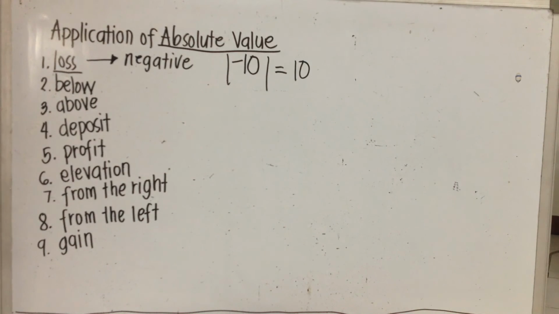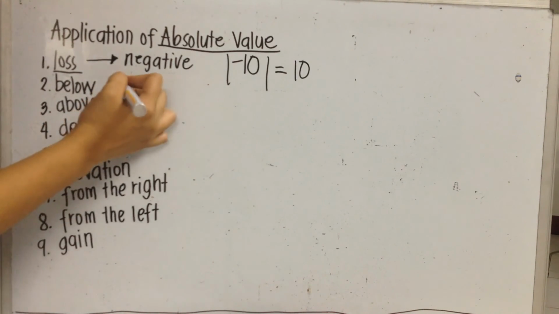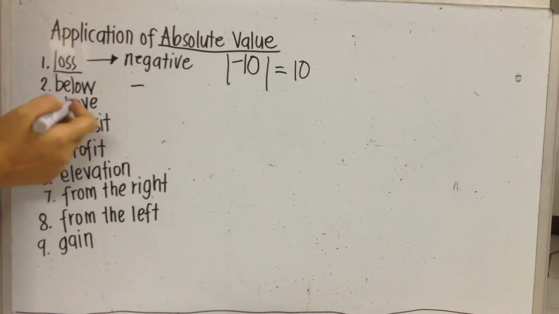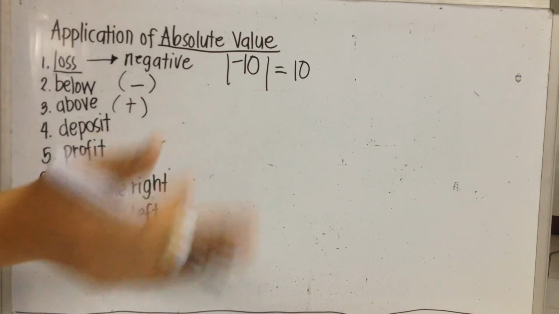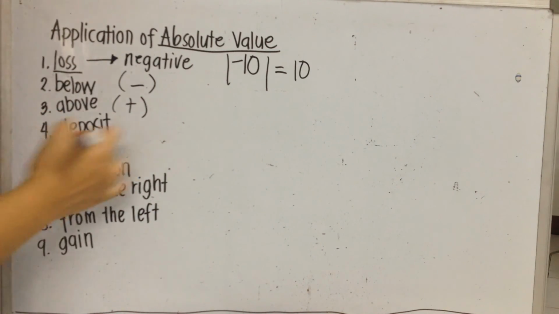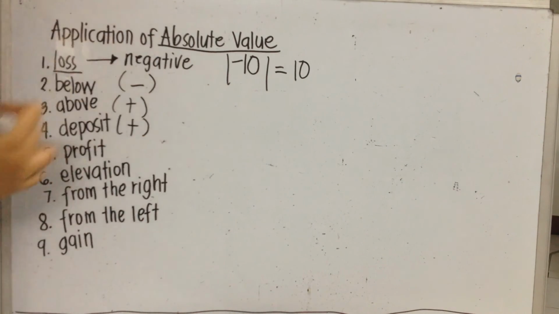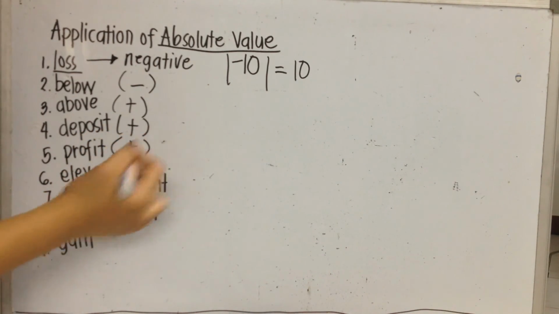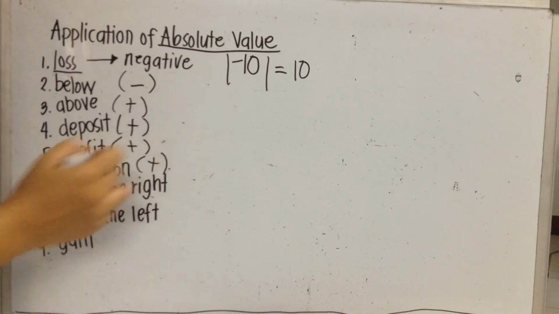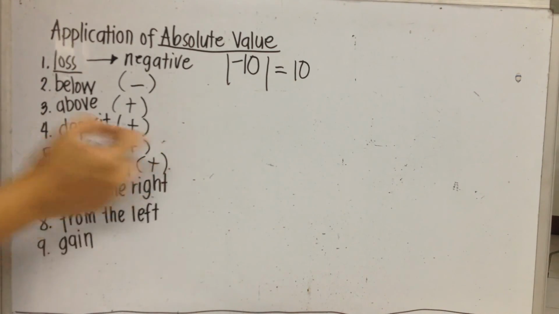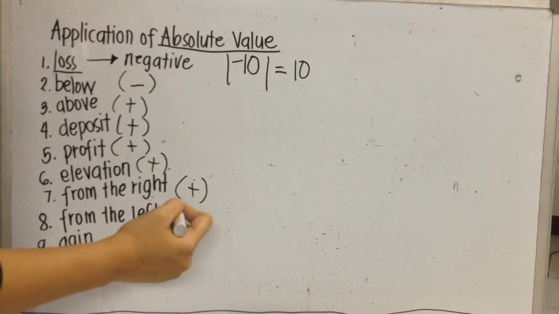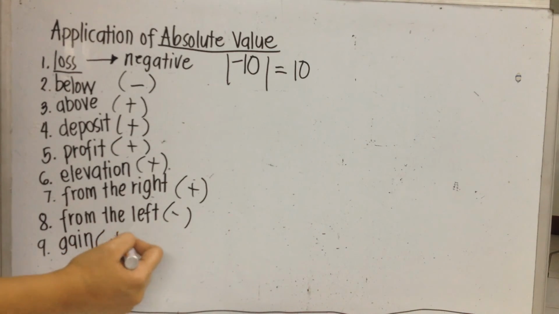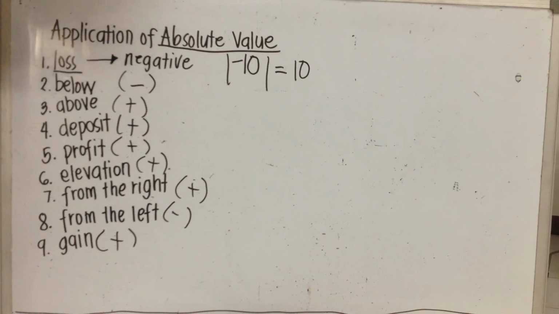Next, below. Positive or negative? It is negative. So, above. That is positive. Kasi, above. And the next, deposit, this is positive. Profit, this is positive. Elevation, this is the same as above, so it is positive. From the right, this is positive. From the left, negative. Gain is positive. For example, 336 below.